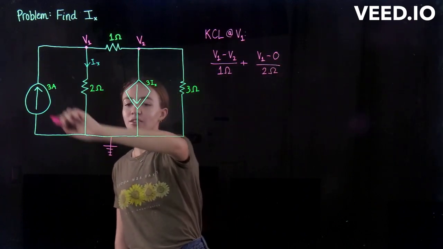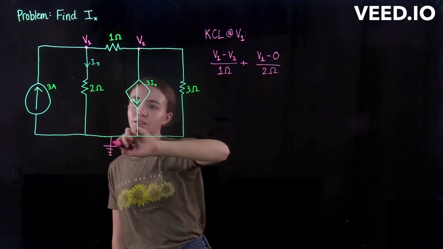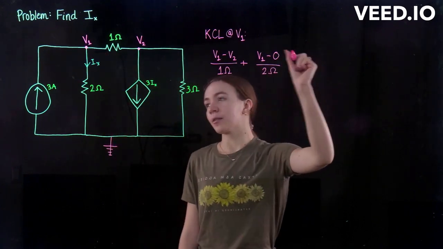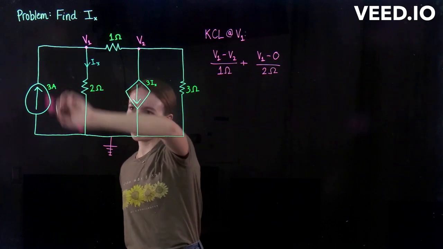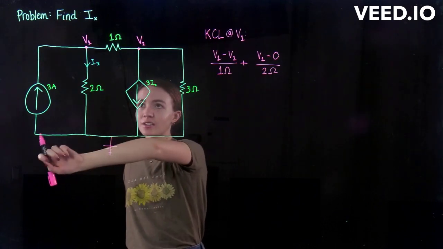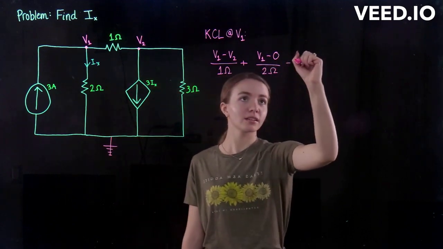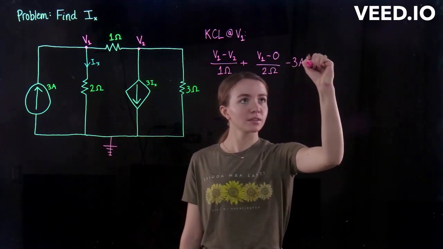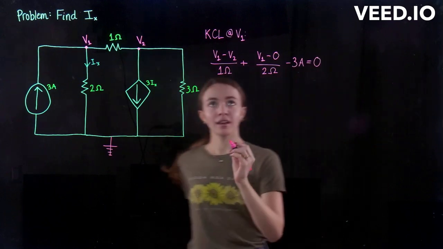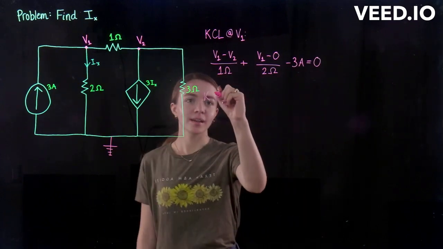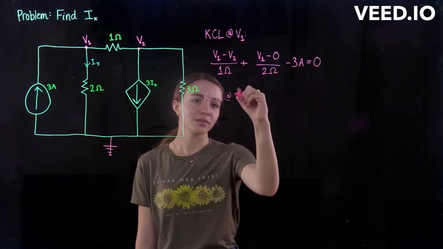And then the last branch that we can look at is V1 circling back to ground. But we're just going to be looking at the current source right here. Since current's flowing this way and we're looking at V1 to ground, it's going to be a negative 3A. And that equals 0.